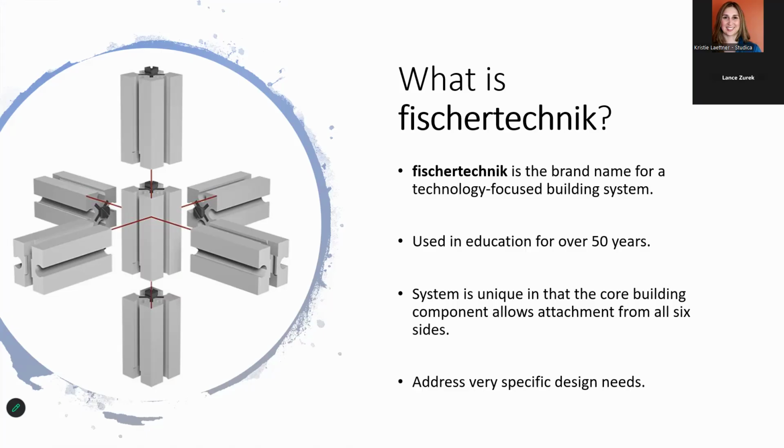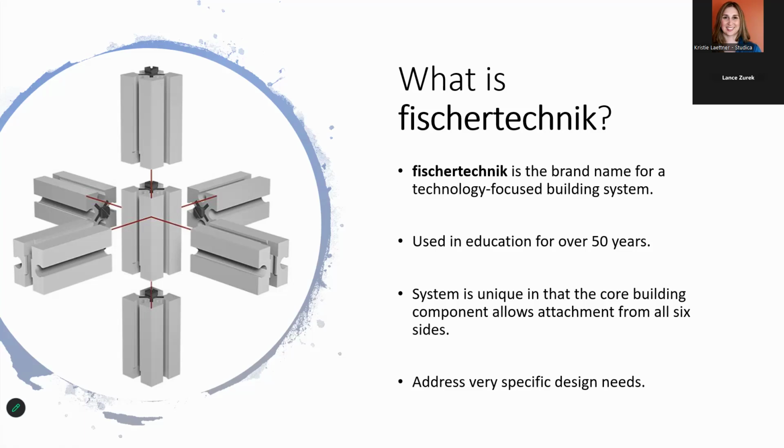Now, what makes this building system unique is that unlike other popular construction systems where the components are designed primarily to stack, the fischertechnik building system was created with more of an engineering mindset. As you see the example of the core building block on the screen right now, this was designed to enable attachment from all six sides. And because of this, it allows for almost limitless design possibilities. Many of the parts in the system are designed to slide together and lock in place using a tongue and groove assembly method. And the hundreds of different parts available will help technical builders to address very specific design needs.